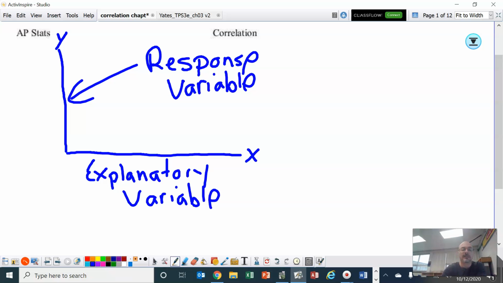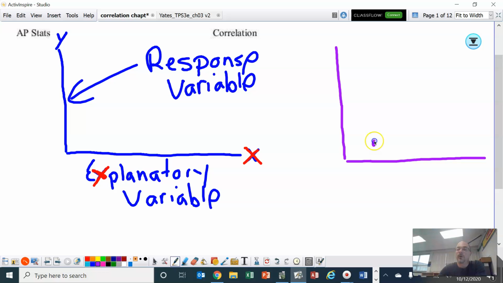The x-axis is the explanatory. Here's one way to remember it. The explanatory has an x in it, and that goes on the x-axis. All right, and then the response is the y. So what are some things we need to remember? Okay, this goes back to advanced algebra because we did briefly talk about some of this stuff.